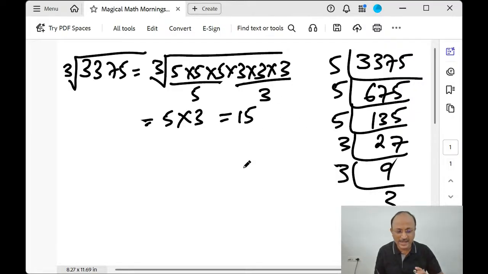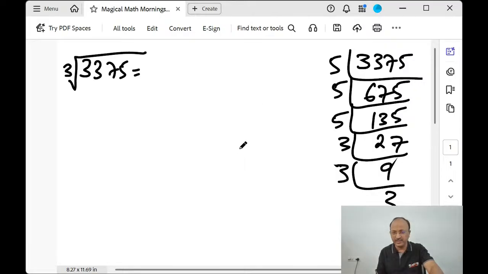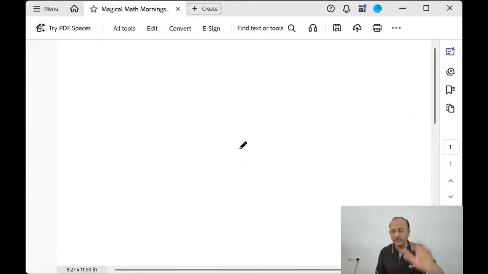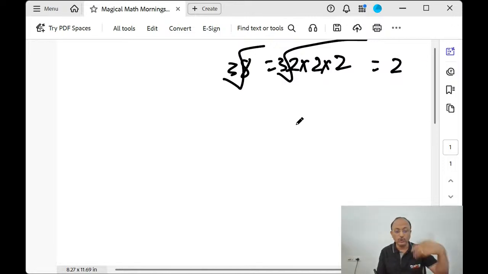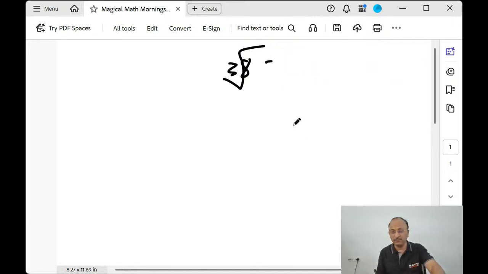This was a quick recap, so that in case you don't know how to find the cube root by the traditional method, you can follow; we are going to use this concept. Suppose 8 is there, what is it? 2 into 2 into 2. Correct. Which is nothing but 2. So we use the concept that the cube root of 8 equals 2 to simplify bigger even numbers.